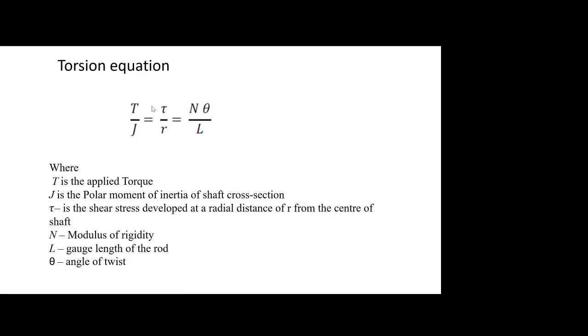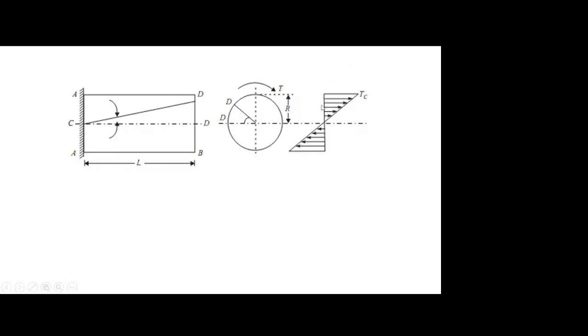That means as r increases, the shear stress also increases. That means the variation of shear stress is linear in nature. See here, the last figure shows the variation of shear stress across the cross section. At the axis of the shaft, the shear stress developed is 0. When we move up to the top periphery, it increases and reaches a maximum value. Similarly, when we go down to the bottom periphery, it again increases and reaches a maximum value. So this is the shear stress distribution across the specimen cross section.